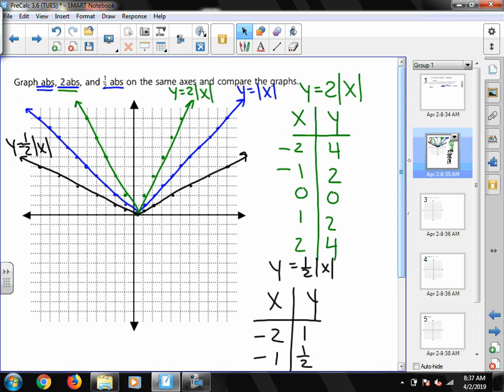So as you can see, all those numbers out front do is change how skinny or wide that graph is going to get from just our basic absolute value function in blue.